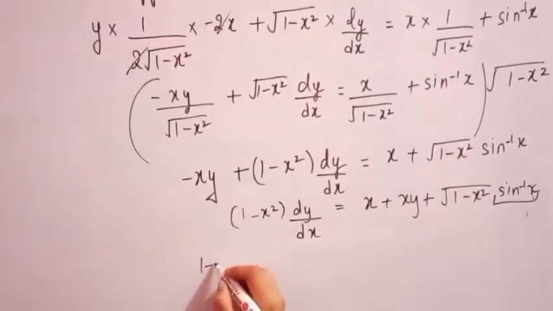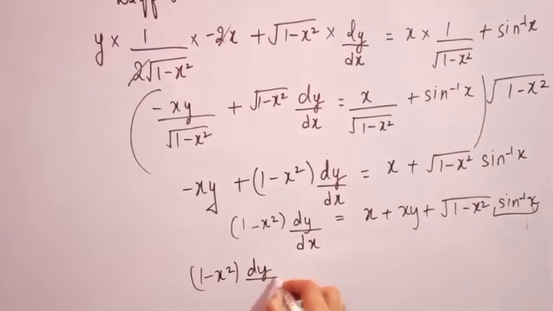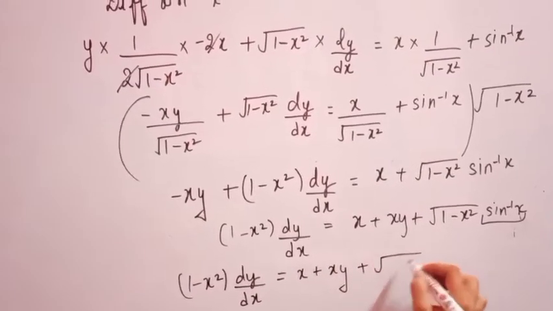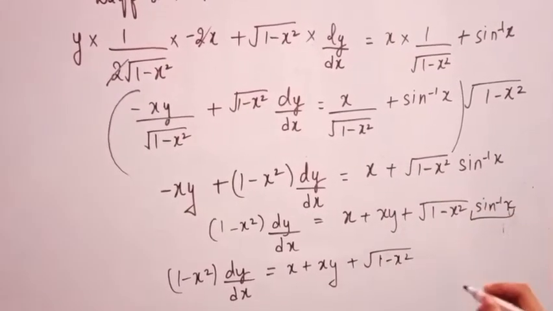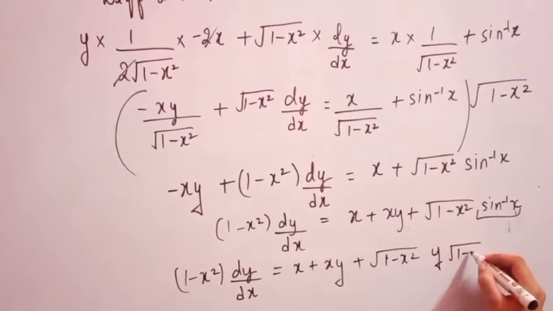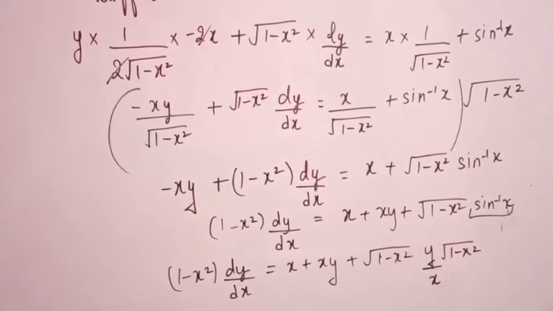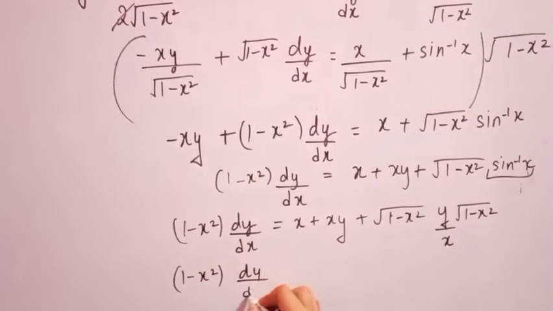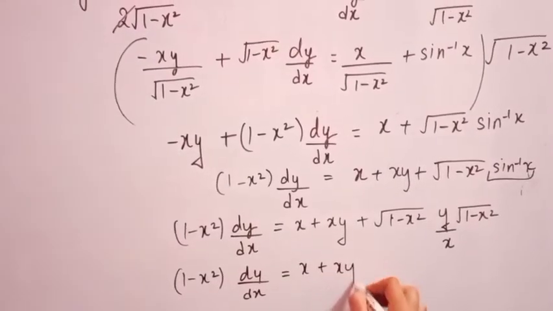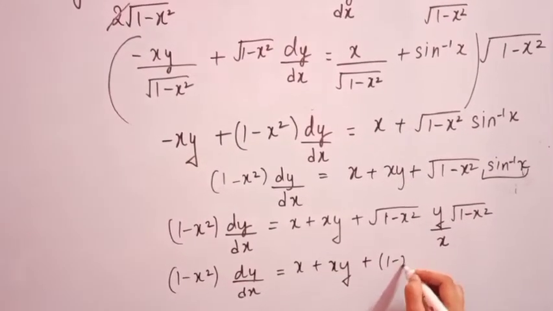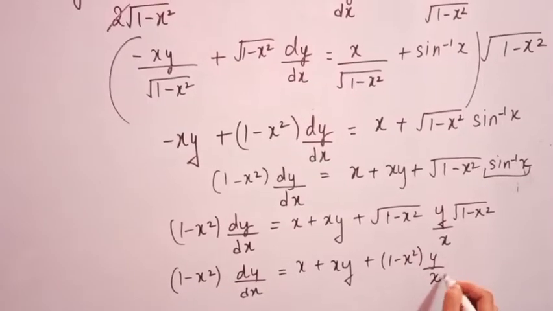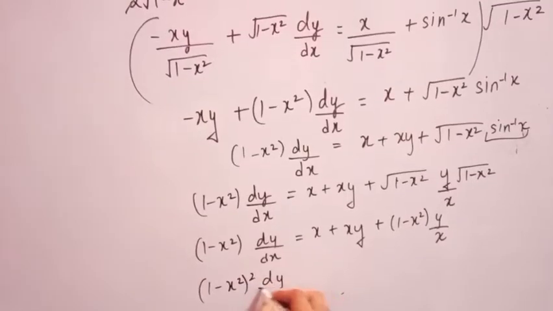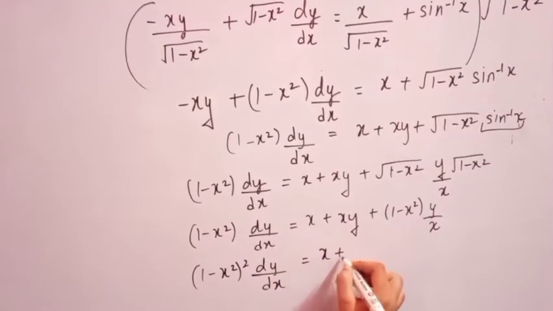So the next step is 1 minus x square dy by dx equals to x plus xy plus under root of 1 minus x square, and sine inverse x will be y under root 1 minus x square by x. So moving on, dy by dx equals to x plus xy. Now it becomes 1 minus x square y by x. So we'll be solving it further. Equals to x plus xy.